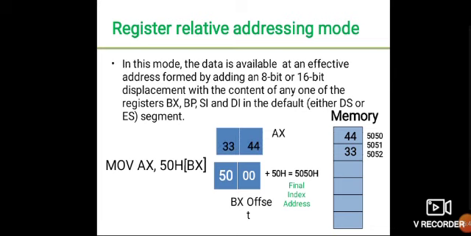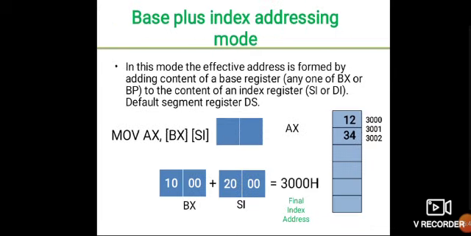Coming to the next addressing mode, it is base plus indexed addressing mode. The thing over here is we will have two offset registers. One will be the base register, either BX or the base pointer, and this will be added with the content of the index register. This can be source index or destination index, but the default segment will be the data segment.